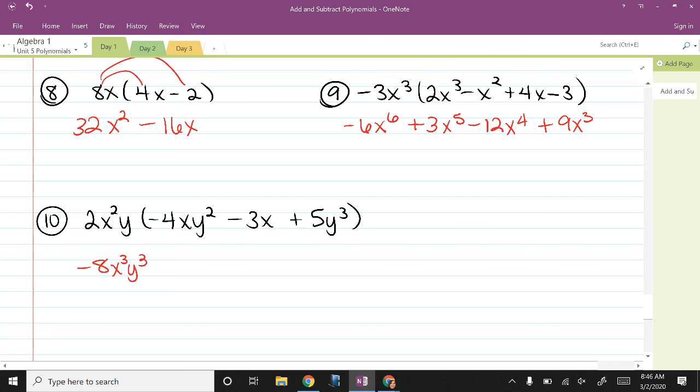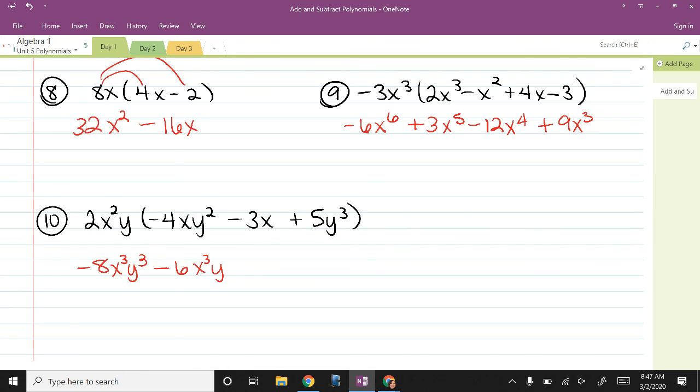Okay, then we go to the middle term. Coefficients first. What's 2 times negative 3? Negative 6. And then we got x's, so we add our x's and get x to the third. And this one doesn't have a y, so you just keep that one y. So x to the third y is the variable for that one. Everybody okay with that? And then the last one, 2 times 5 is 10.